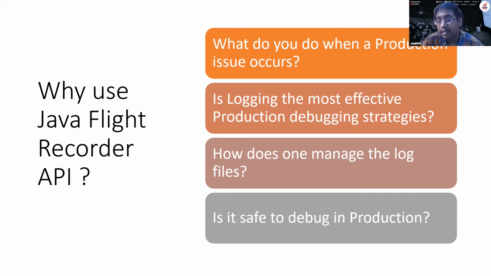The main question here is: is it actually safe to debug in production? Of course, one can think about whether it's safe to do something in a production environment where even the slightest of mistakes could break something. So how does one tackle this situation and identify the particular issue? This is where the Java Flight Recorder can be useful.